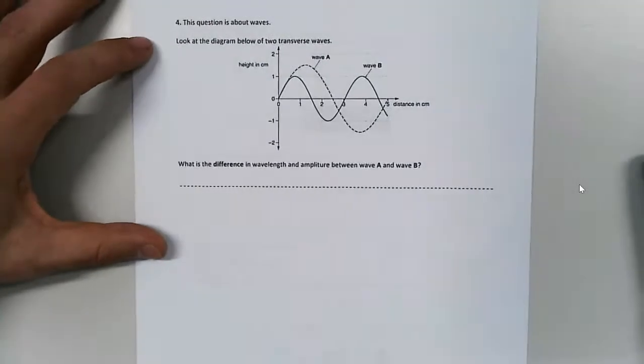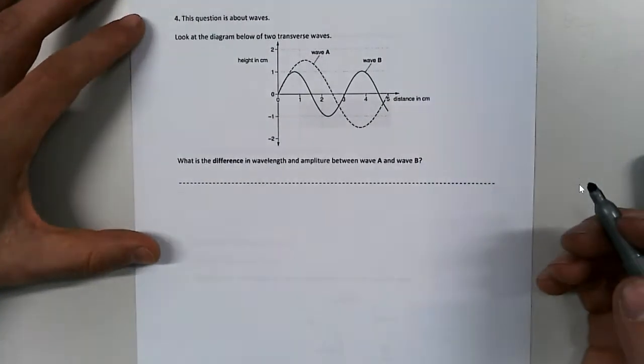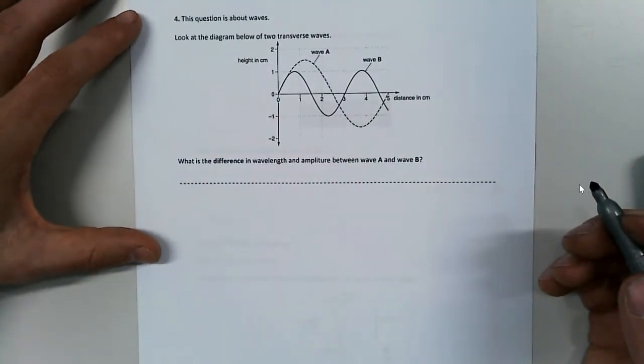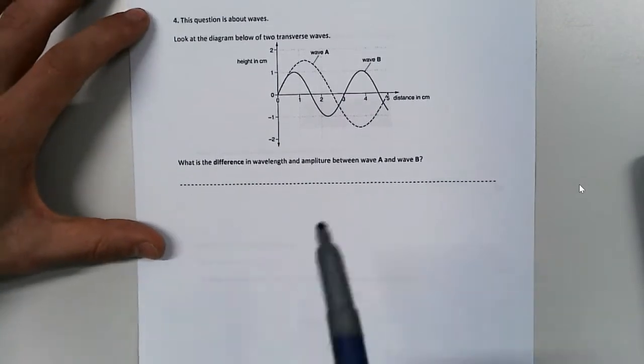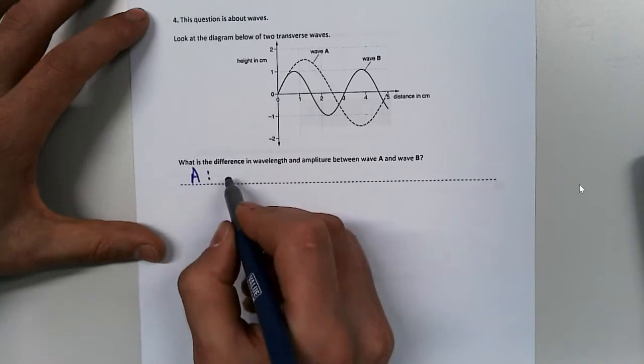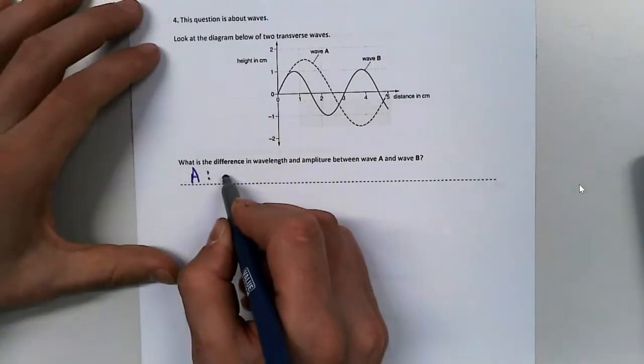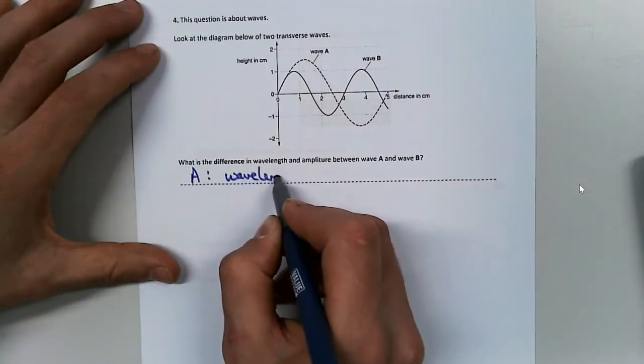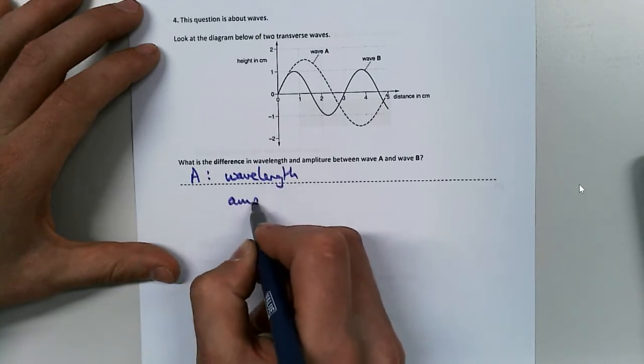Okay, next question. Pause the video now and try this question. It says, what's the difference in wavelength and amplitude between wave A and B? So let's start with A. Let's find its wavelength and its amplitude.